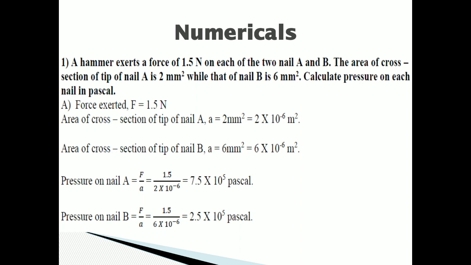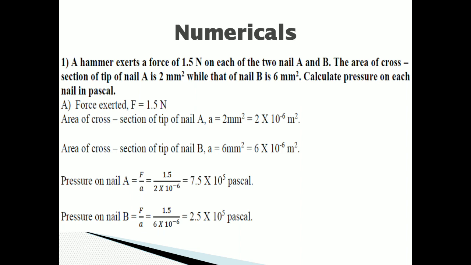But we know that for converting millimeter to meter, we multiply by 10 raised to minus 3. But it is millimeter square, so it will be 10 raised to minus 3 square. On the basis of indices, 3 times 2 is 6, so we will be getting 10 raised to minus 6 meter square. So the area of cross section of the tip of the nail A is 2 into 10 raised to minus 6 meter square. Similarly, area of cross section of the tip of the nail B is 6 millimeter square. Again we do the same. It will be 6 into 10 raised to minus 6 meter square.